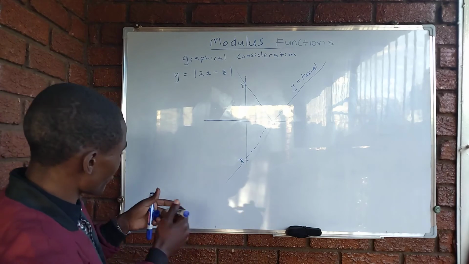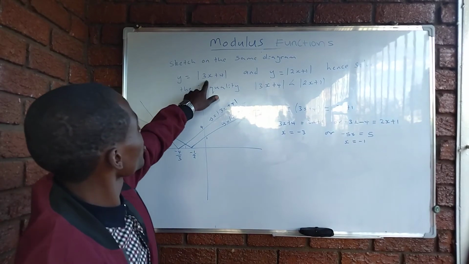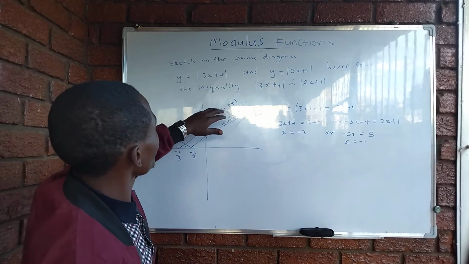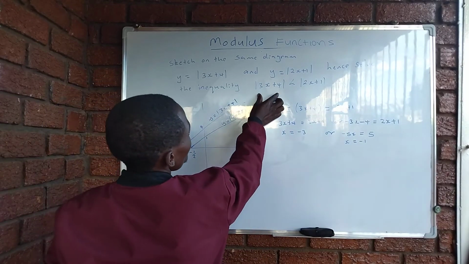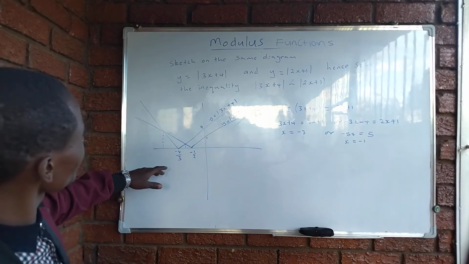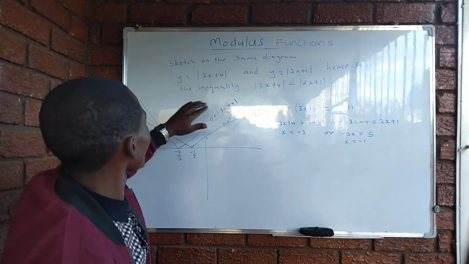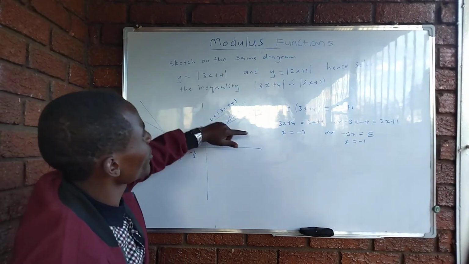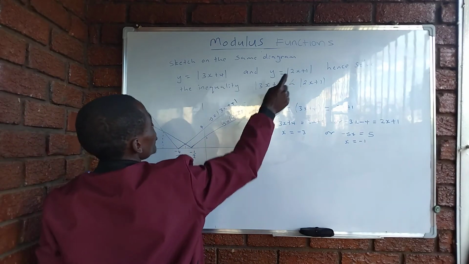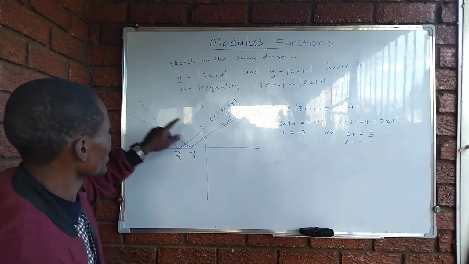It's simple, right? Sketch on the same diagram y is equals to modulus 3x plus 4 and y is equals to 2x plus 1. Hence solve the inequality where modulus 3x plus 4 is less than 2x plus 1. First, sketch the graph of modulus 3x plus 4, then sketch the graph of the other one. Don't forget to reflect for the modulus.